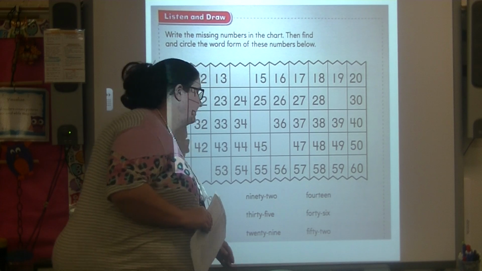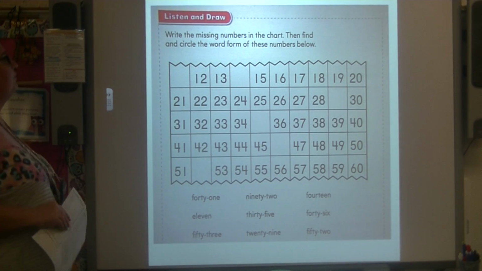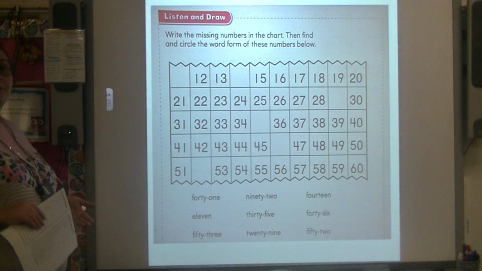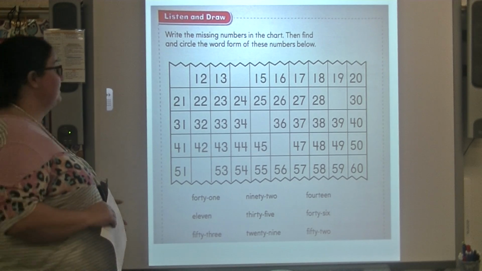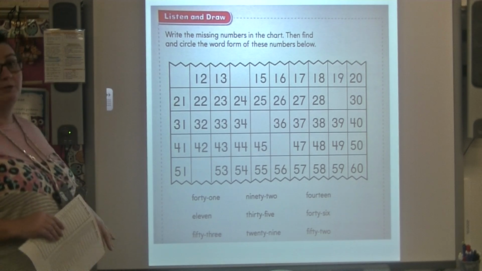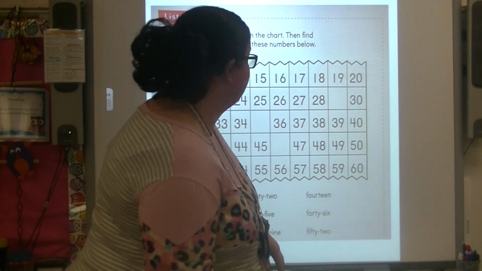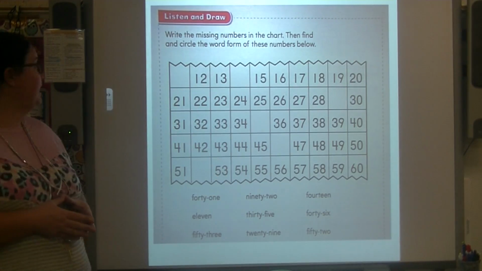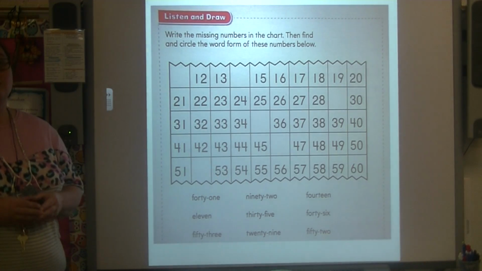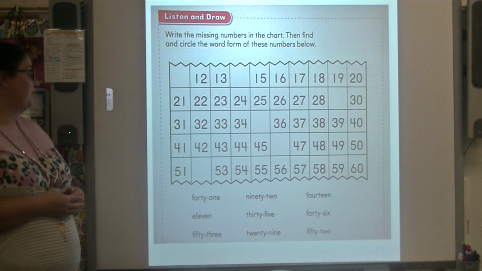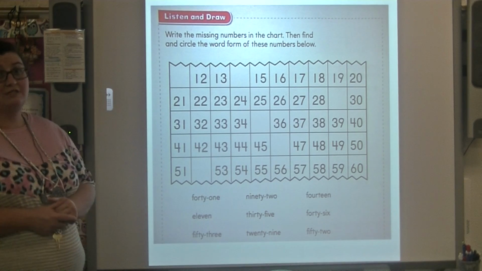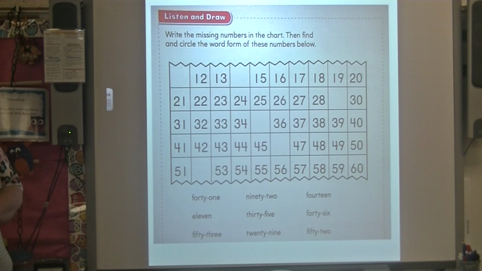Miss Spires is going to move that and she needs it. All right, we're going to start out with a simple chart. This is a piece off of a 100 number chart, just like you used to have last year. So you guys are going to help me figure out the missing numbers first. Then we'll go through and figure out the number words that we have at the bottom.